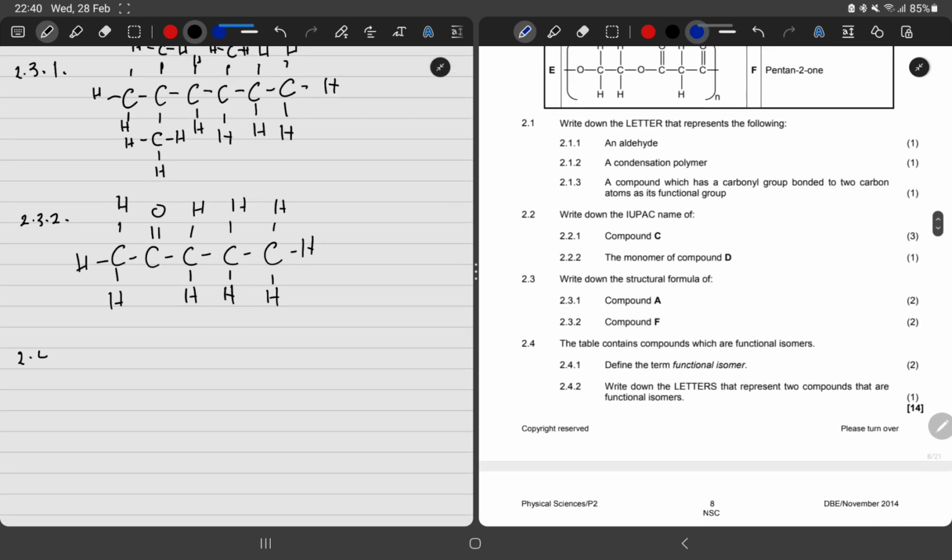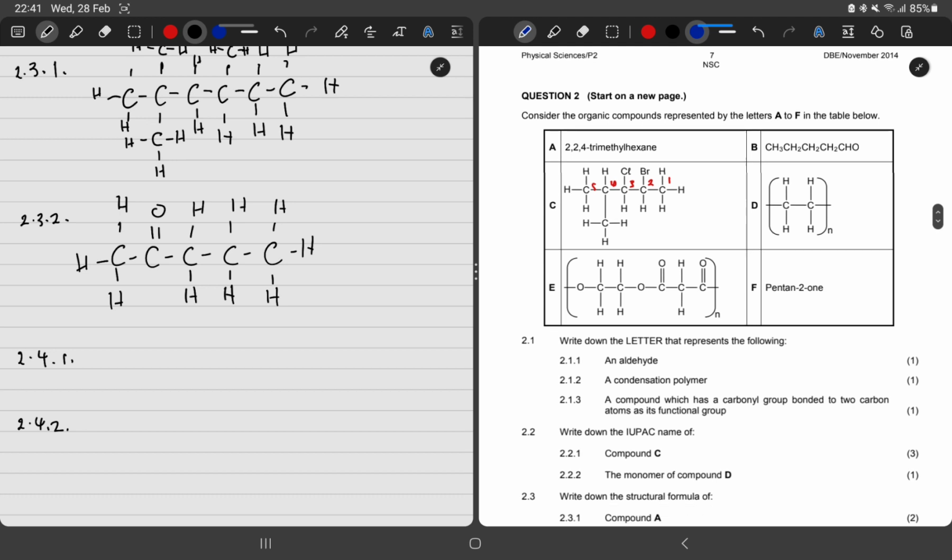And then 2.4. The table contains compounds which are functional isomers. Define the term functional isomers. Functional isomers are compounds with the same molecular formula but different functional groups. 2.4.2. Write down the letters that represent two compounds that are functional isomers. That is going to be B and F.